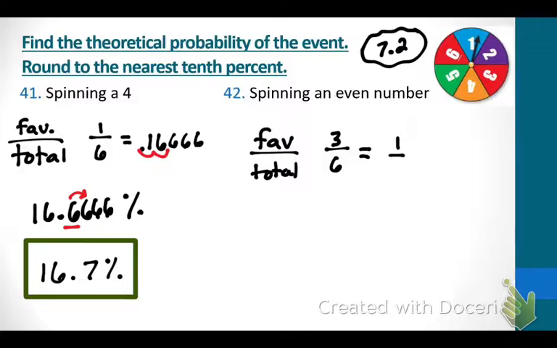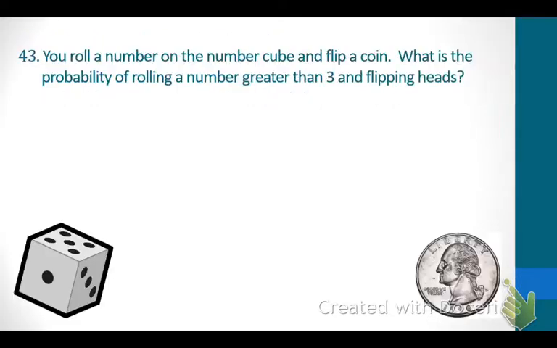1/2. 3/6. 3 is exactly half of 6, so it's going to be 1/2. What percentage is 1/2? 0.5, which is 50%. Do I need to round that? No, okay, because there's nothing going into the hundredths or thousandths place. We're just going to keep it as 50%, which makes sense. Half of those numbers on there are even numbers, so that makes sense that it would be 50%. All right, let's move on.